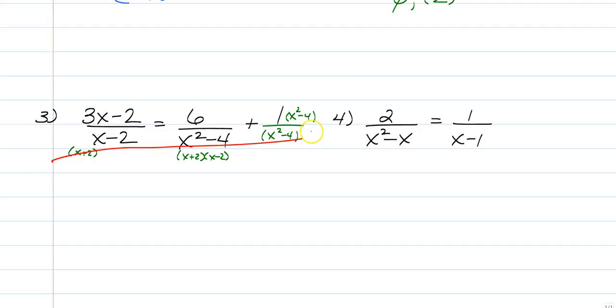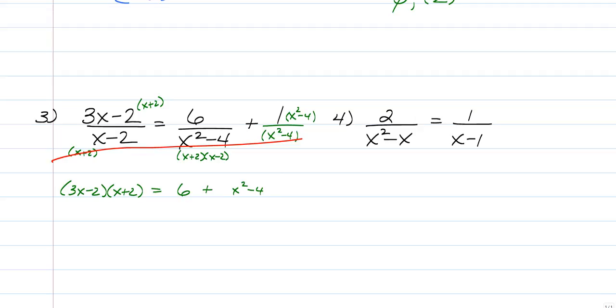Now, boom, we can cancel our denominator. And we need to have an equation of 3x minus 2 times x plus 2 is equal to 6 plus our x squared minus 4 times 1, which we obviously don't need to multiply by. Now we're going to have to multiply the left side.